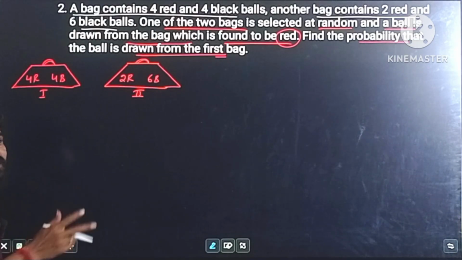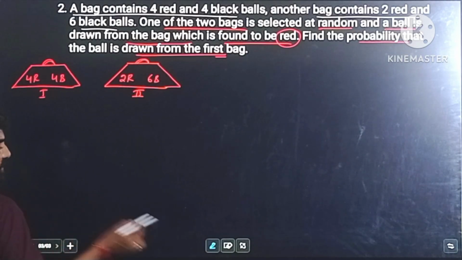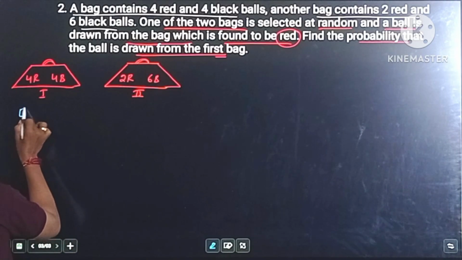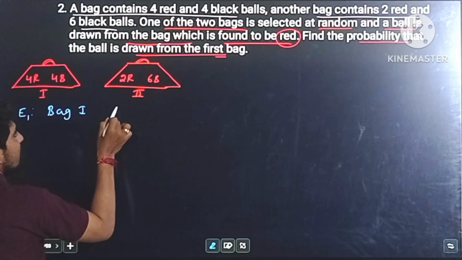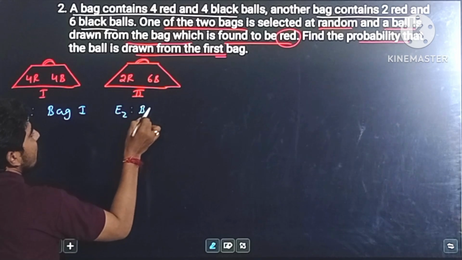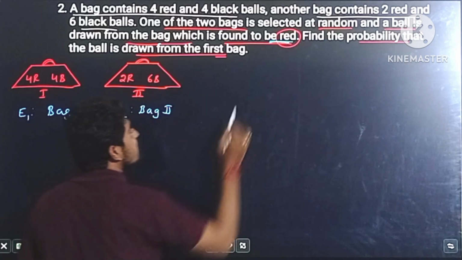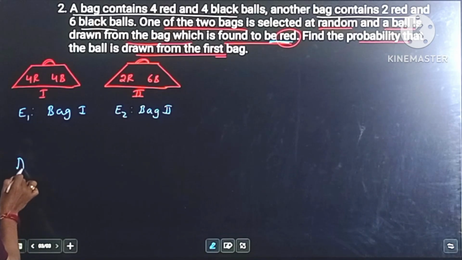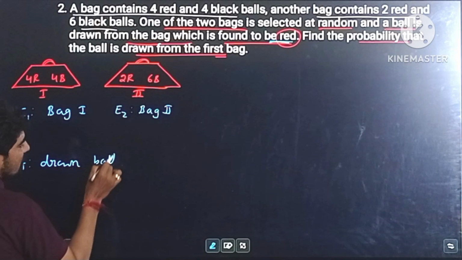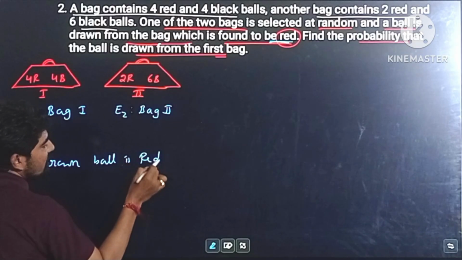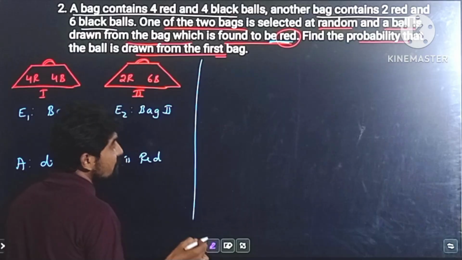Therefore, here there exist a total of 2 bags, which means we have 2 mutually exclusive events. The first event E1 is bag 1, and E2 is bag 2. In this question, the given event is that the drawn ball is red. So the given event is A, which is that the drawn ball is red in color.